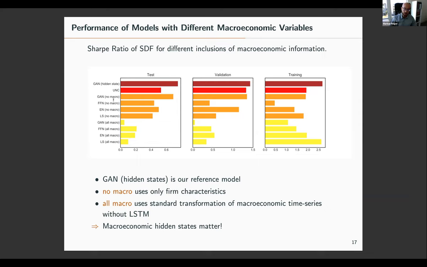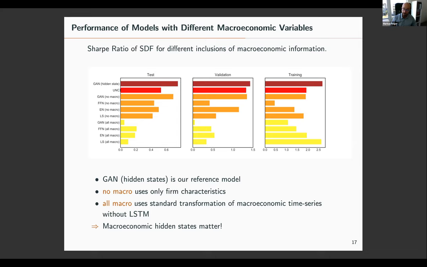If you leave the macroeconomic information out, so you estimate the models only using firm-specific characteristics, you get these orange bars. Our benchmark model, the one that I've shown you on the last slide, is this top bar. And that's around 10% larger than if you use our GAN without macroeconomic states. So you can say there is a 10% gain from including macroeconomic conditions.